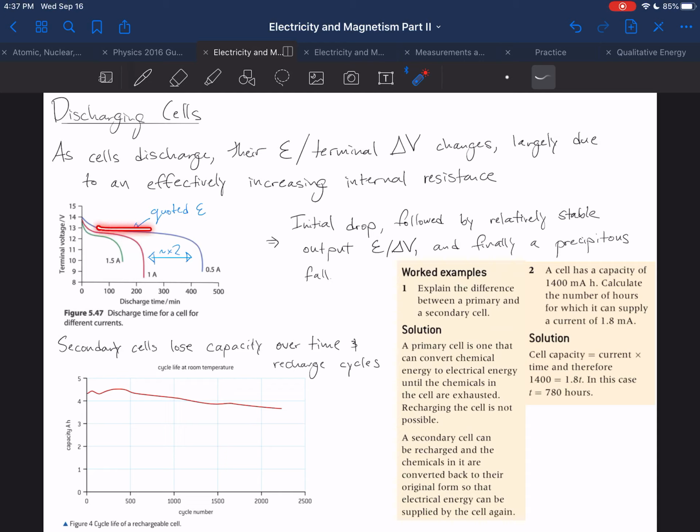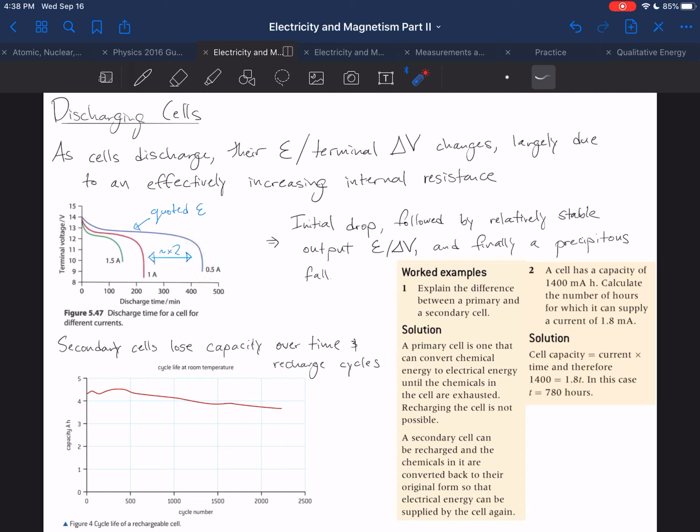It then stays pretty constant for a while. And then right near the end of its lifetime, that is near the end of its capacity, the terminal potential difference drops off precipitously as the internal resistance increases. That happens because the discharge chemicals almost always are basically just getting in the way of the other chemicals. So right near the end of its lifetime, it falls off pretty precipitously.